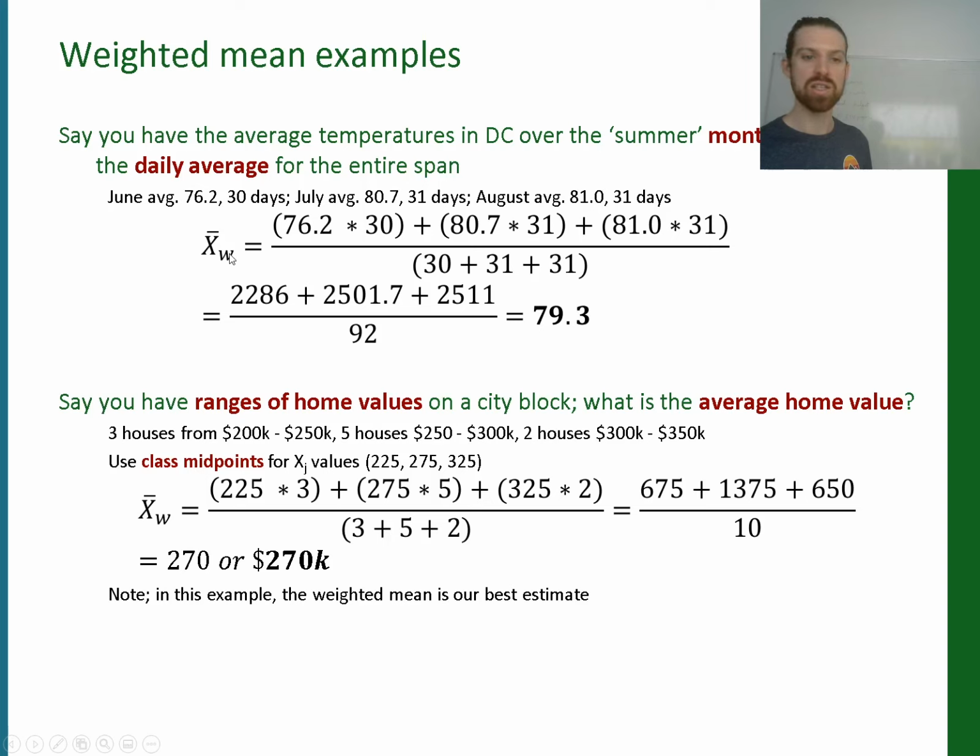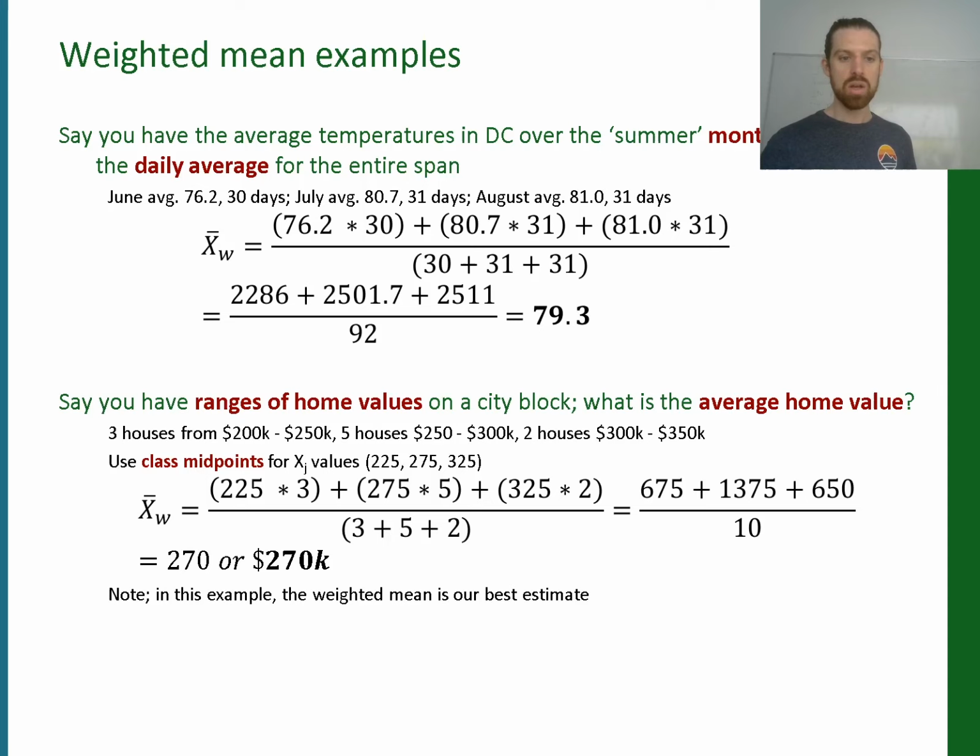Okay, so to get this x bar, the weighted x bar, we need to get our numerator, which is 76.2 multiplied by the 30 days, and then we need to take the summation for each of these different months. And then in the denominator, we need to sum the total number of days in each month, okay? So we end up with this set of numerator values here, which need to be added together, and this denominator, and we're then going to divide them, and we get 79.3 as the daily average for the entire time span, okay? So we're able to use that weighting to make an estimate for what the daily temperature is probably going to be.